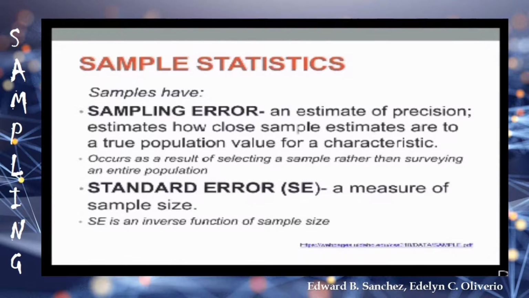Samples have sampling error, an estimate of precision. It estimates how close sample estimates are to a true population value for a characteristic. This is, of course, as a result of selecting a sample rather than surveying an entire population. Standard error, a measure of sample size. Standard error is an inverse function of sample size.